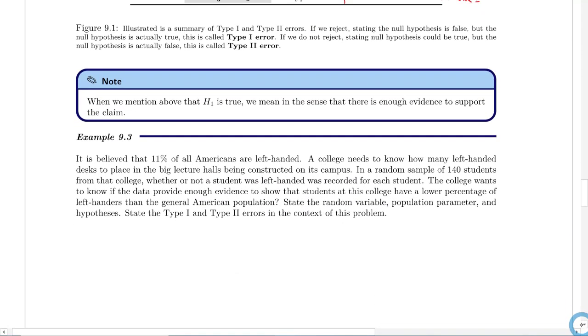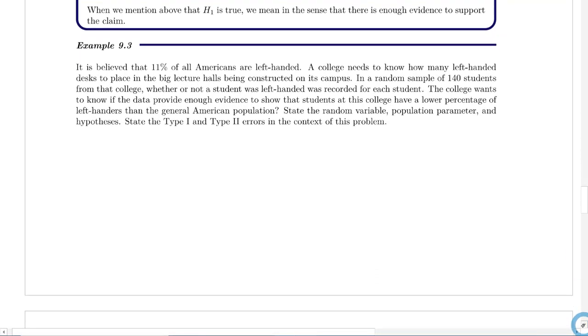Okay, so I just want to make a note that when we say true, false, it's not really meant as true. We just say that to be short. But as statisticians, we know that it's just saying that we have enough evidence to support blah. Okay, so let's look at this short example.